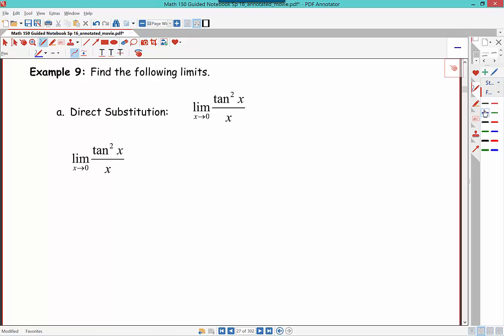Okay, let's see how it went. All right, so by direct substitution, what do we get here? Good, we get tangent at 0 squared over 0.